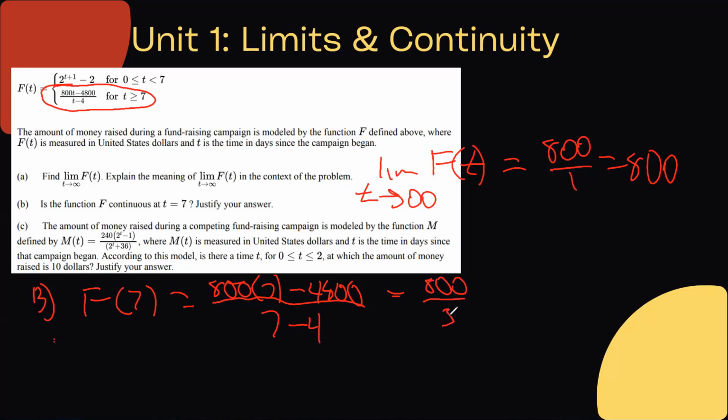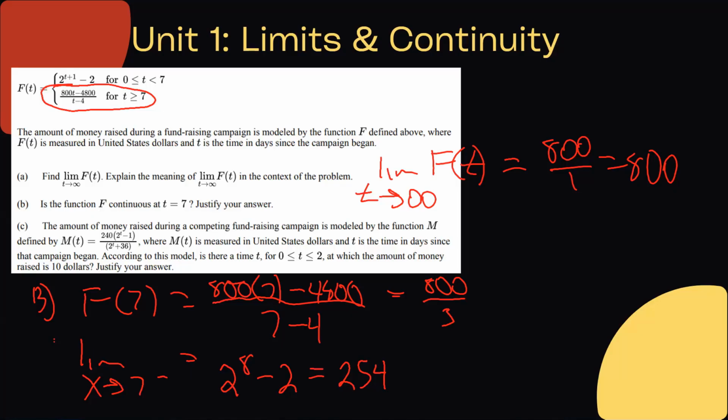Now we have to look at the limit. So the limit as x approaches 7 from the left, we would have to use the top piece, which would be 2 to the 8th minus 2, which is going to give us 254. So since 254 is not equal to 800 thirds, the function is not continuous.